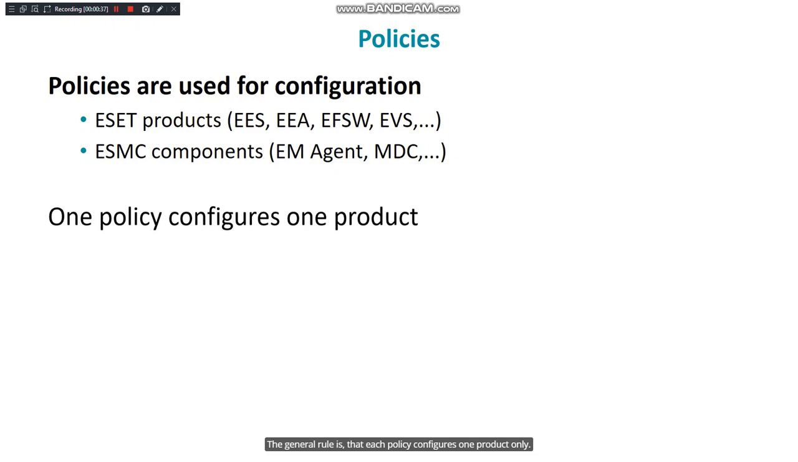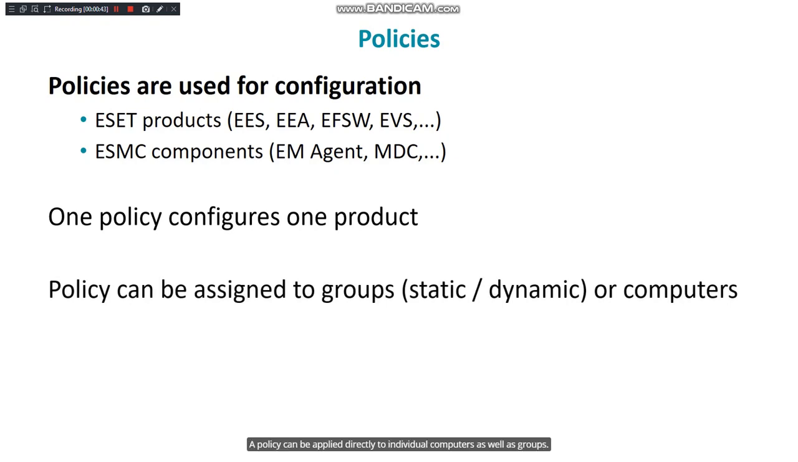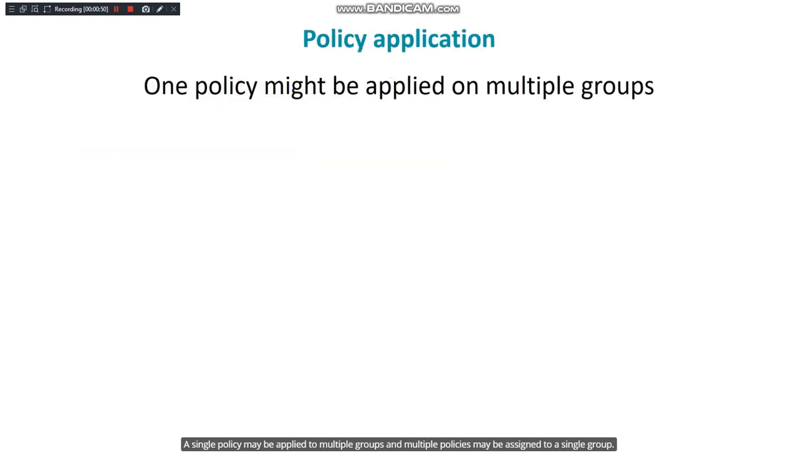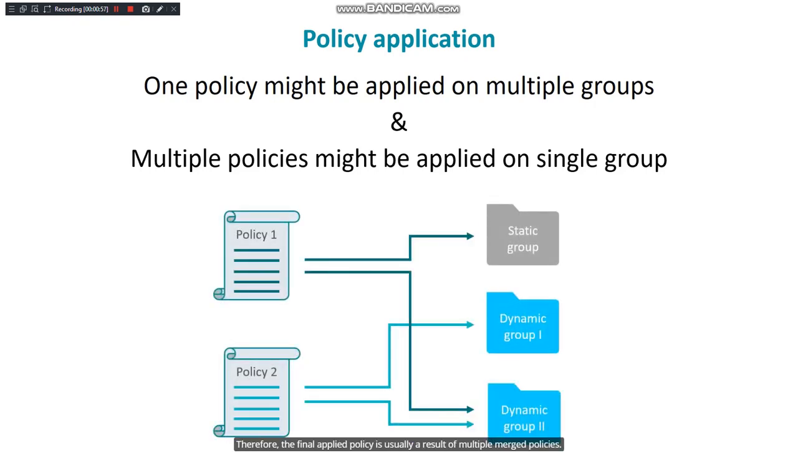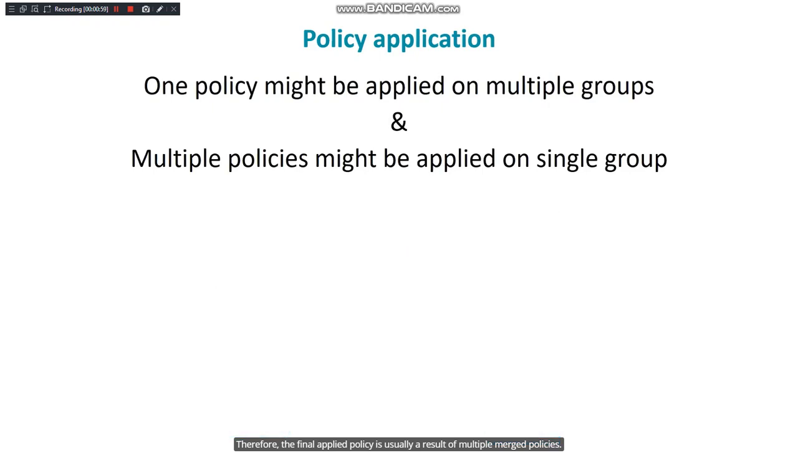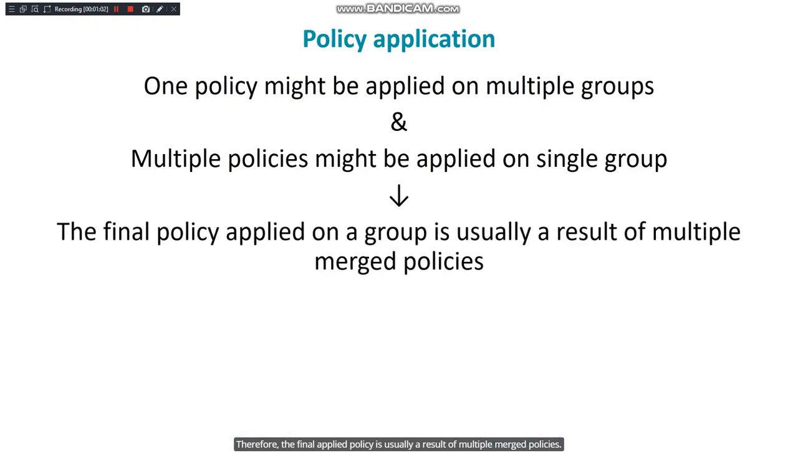The general rule is that each policy configures one product only. A policy can be applied directly to individual computers as well as groups. A single policy may be applied to multiple groups and multiple policies may be assigned to a single group. Therefore, the final applied policy is usually a result of multiple merged policies. Sophisticated merging of policies enables to handle settings for all the clients in the network with only a few policies.